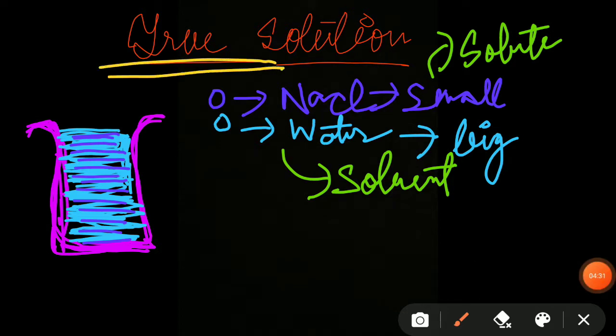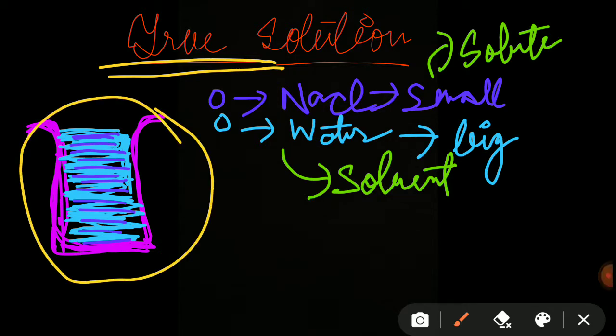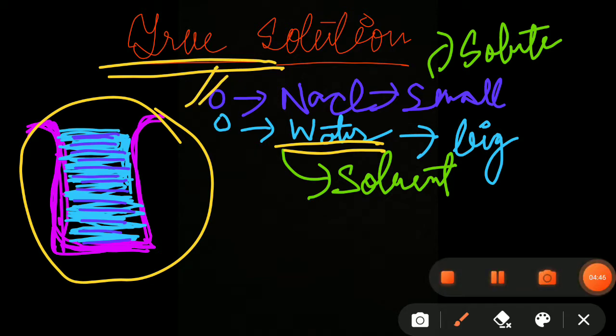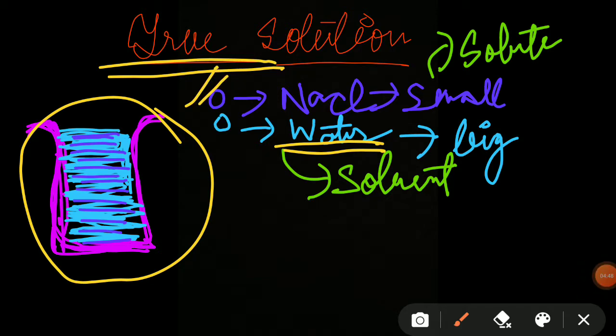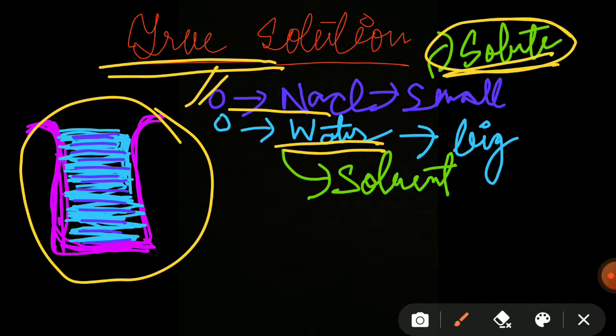See, this is the diagram I have shown you for the true solution. This is a beaker, and this sky blue color is water, and this violet color is NaCl, that is sodium chloride. The particles or molecules of water are bigger than the particles or molecules of NaCl. So see, when the size of the solute particles, here the solute is NaCl, that is sodium chloride, are smaller than the water particles, that is the solvent particles.